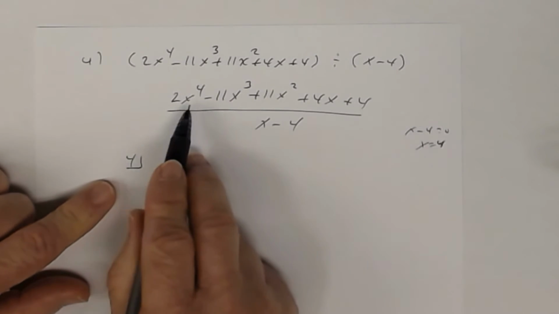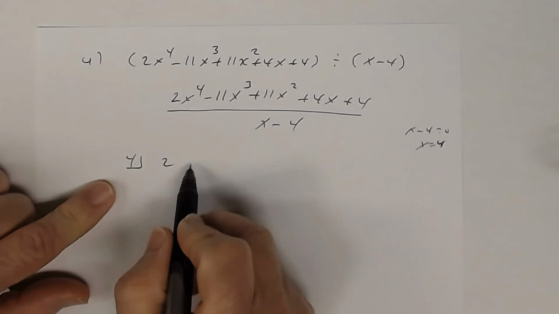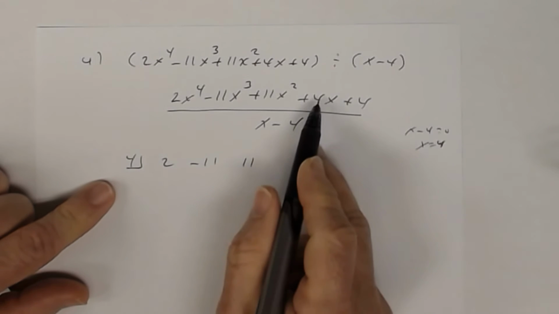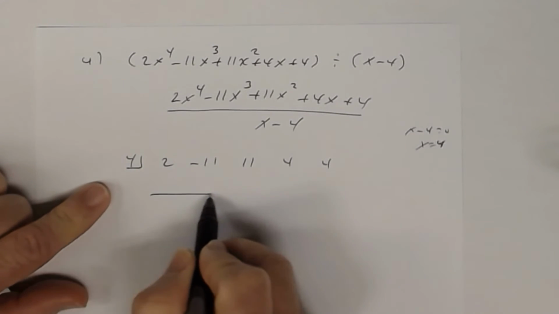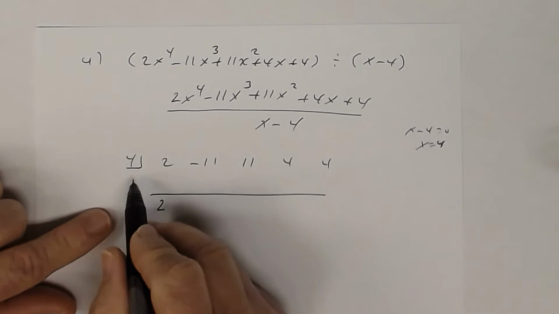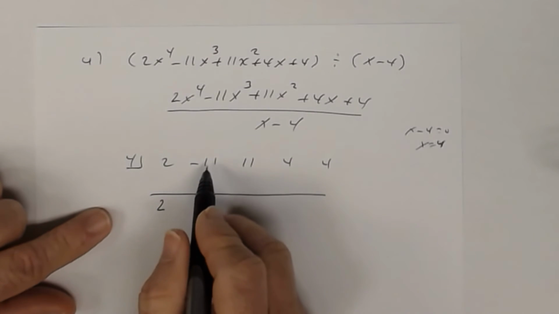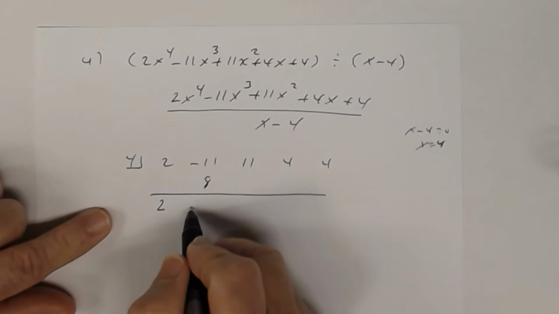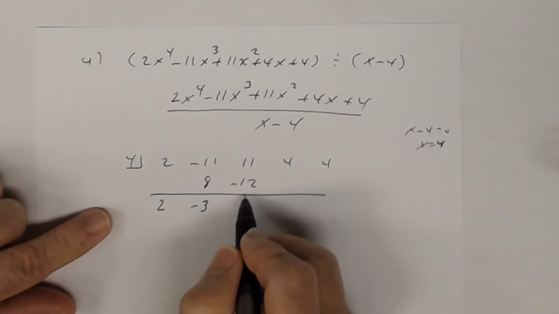There are no missing terms, and it's already in descending order, so I'm just going to write the coefficients. 2, negative 11, positive 11, positive 4, positive 4. All right, and then leave some space, and then we bring down the first term. Then you multiply. 4 times 2 is 8. 8 must go into the negative 11. Then you add. Negative 11 and 8 is a negative 3. Then you multiply. 4 times negative 3 is a negative 12. Then you add. 11 and negative 12 is a negative 1.